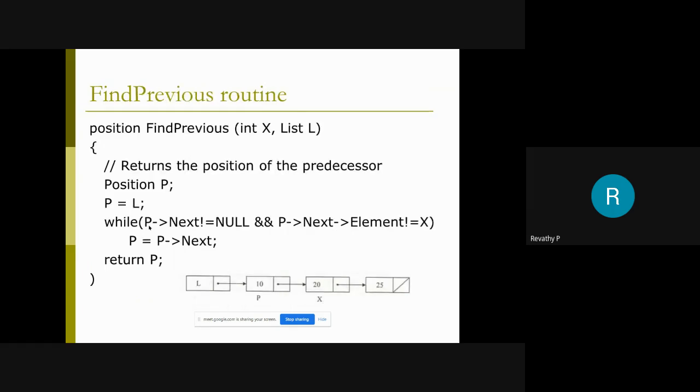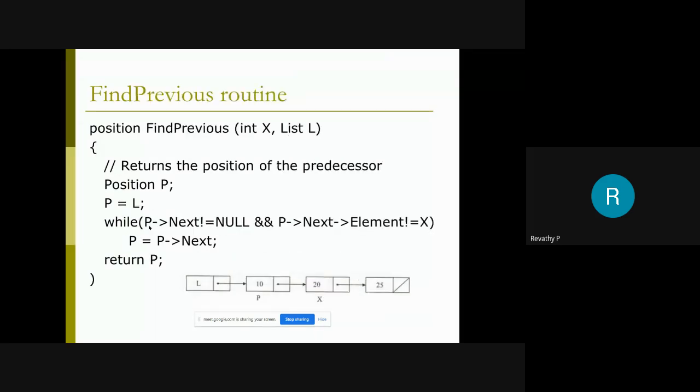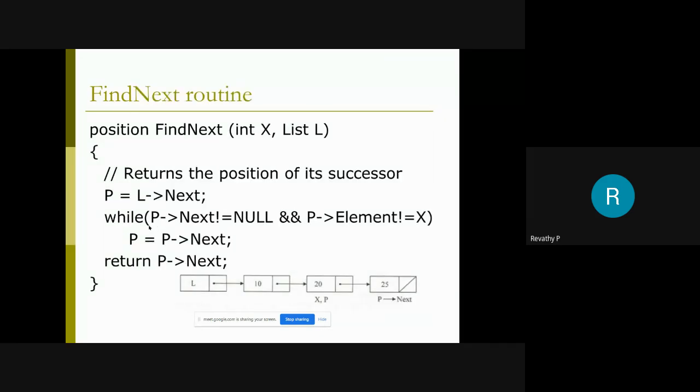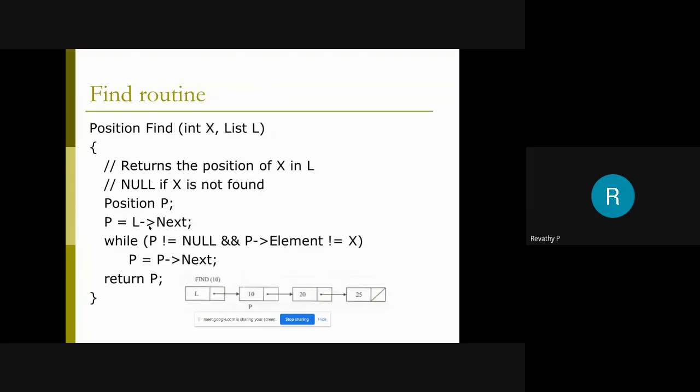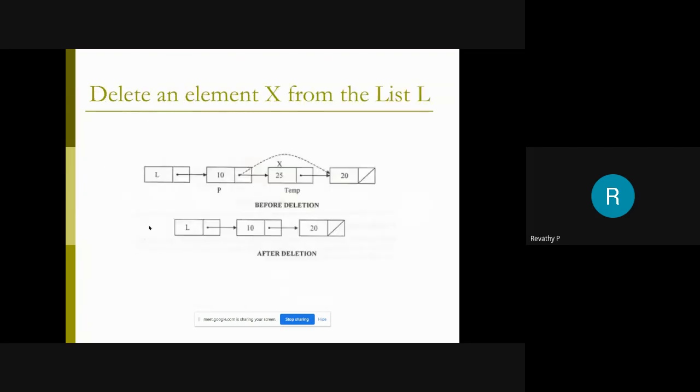So these are the operations which we use to find: finding an element in the list, finding the previous node in the list, finding the next node of X. That is finding the successor, finding an element, finding the predecessor, finding the successor. This is a little bit tedious in a single linked list, whereas it is going to be much easier in the case of a doubly linked list. Finding a predecessor node and successor node is going to be easier in the doubly linked list.